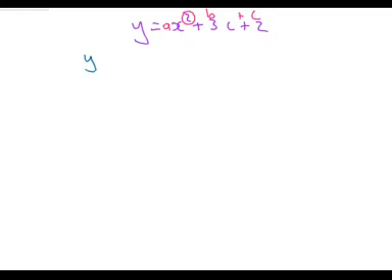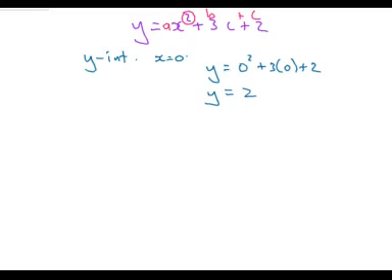Alright, so what we need to do first of all is to find the intercept with the axis. So to get the y-intercept, we make x equal to 0. Which means we will get y is equal to 0 squared plus 3 times 0 plus 2, which is 2. Okay, you with me there? Yeah. Alright, and to find the x-intercept, we make y equal to 0.